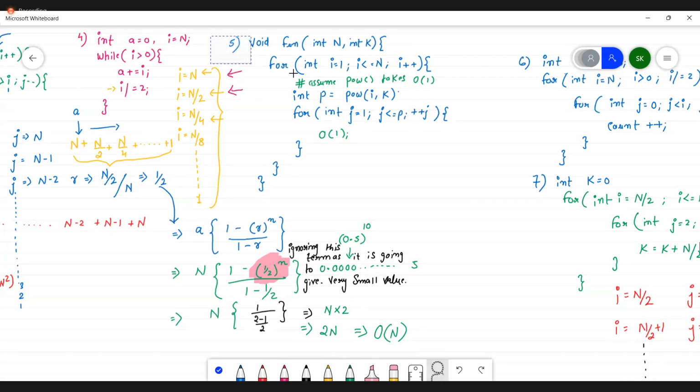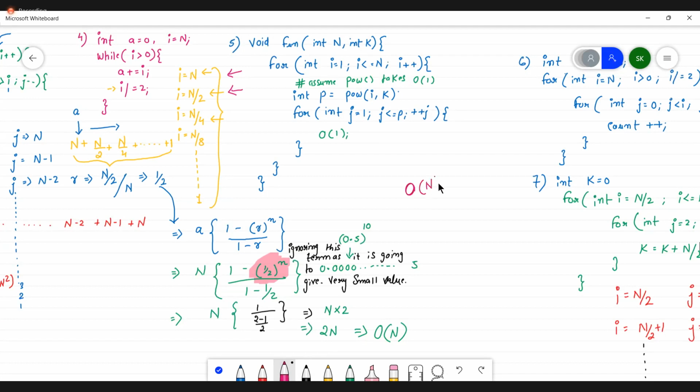Yes, ma'am. But I is also running from 0 to n. Yeah, I is running from 0 to n. Okay. And one more n times iteration is happening inside the J loop. So overall, how many iterations are happening? Overall two iterations? See, overall, your I loop is running for n times.